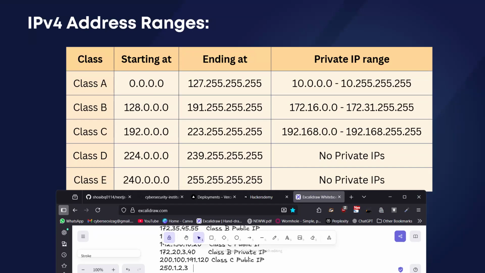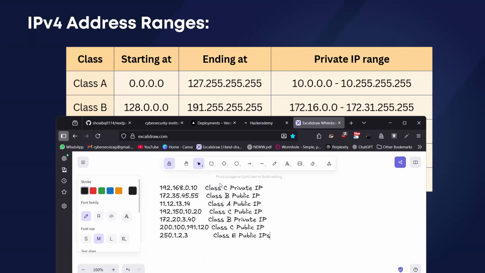Next, 250.1.2.3. 250 is class E. And since in class E you don't have any private IPs at all, these are all public IPs itself. So this is how you verify whether an IP is a public IP or a private IP and which class it belongs to. So for that, you need to remember this entire range, guys.